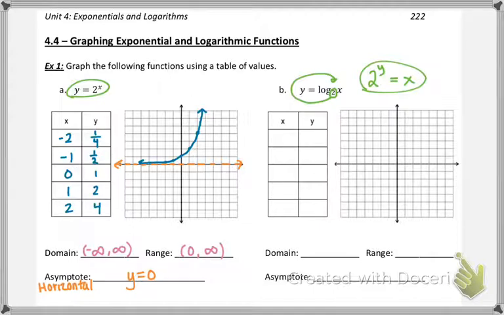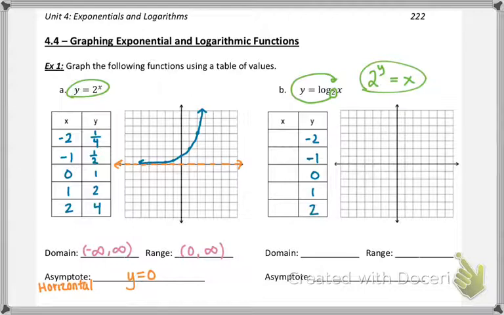And we had mentioned when we first introduced logs that logs are inverses of exponentials. And so if we want to graph a log function, all we have to do is use the table on the left from our exponential function and swap the x's and y's, because we know that inverses of each other are where the x's and y's are swapped. And so my -2, -1, 0, 1, 2, which were the x's, are now my y values.